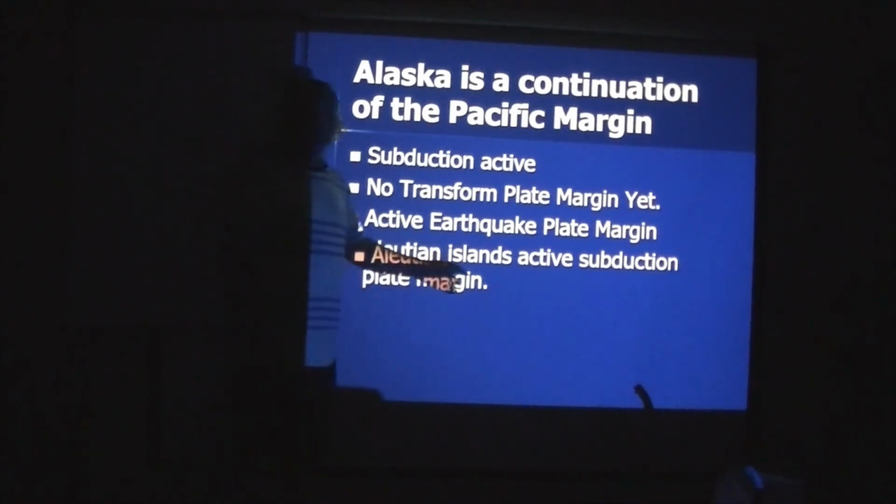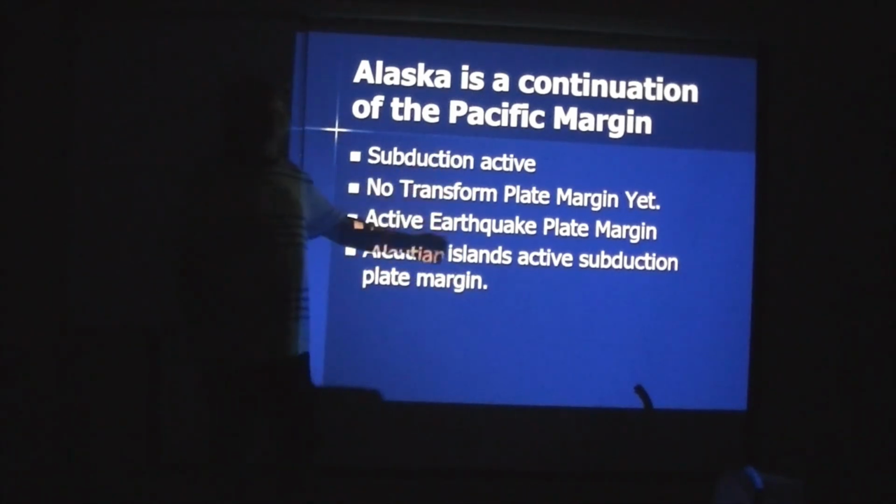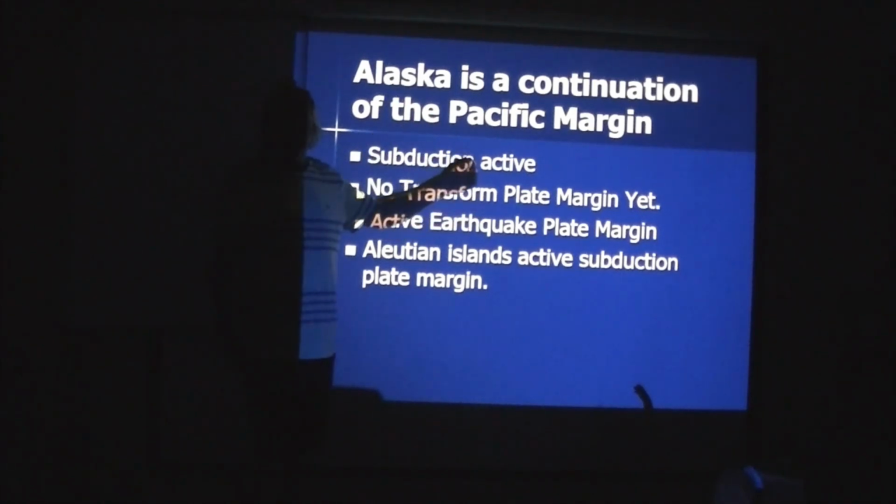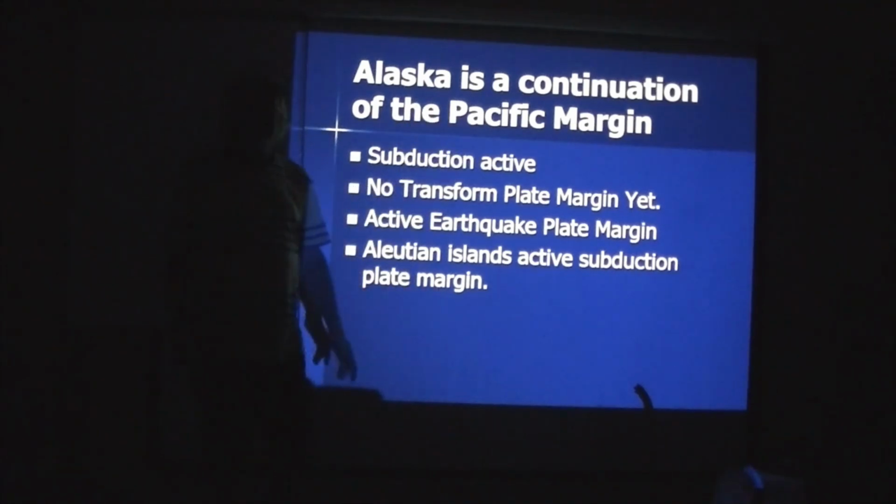And so the San Andreas Fault is going to continue to grow. It's going to move north. It's going to go into Northern California, then into Oregon, into Washington, then British Columbia, and eventually to Alaska.